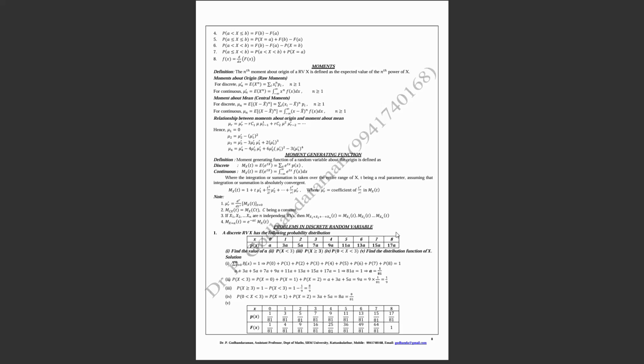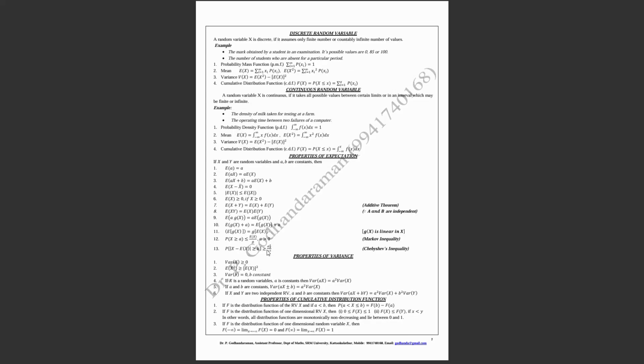So it is a countable outcome, so this is the discrete random variable. The first question is, find the value of a. So we have the formula. The first formula for the discrete random variable: summation of i equal to 1 to infinity of p of xi is equal to 1. This is the probability mass function.